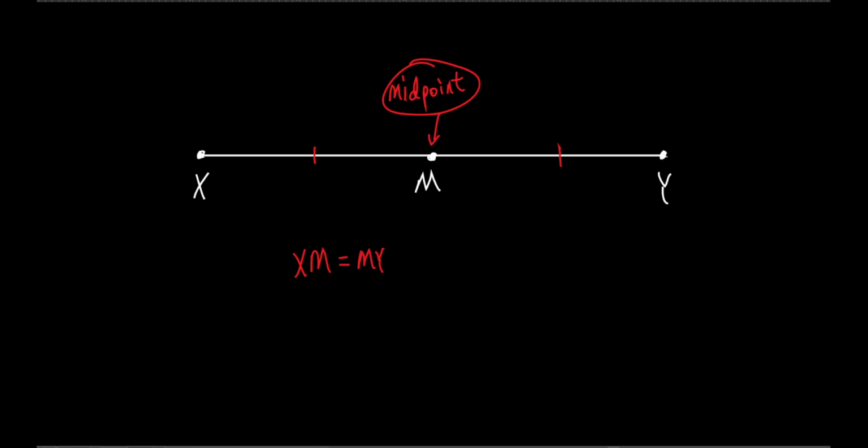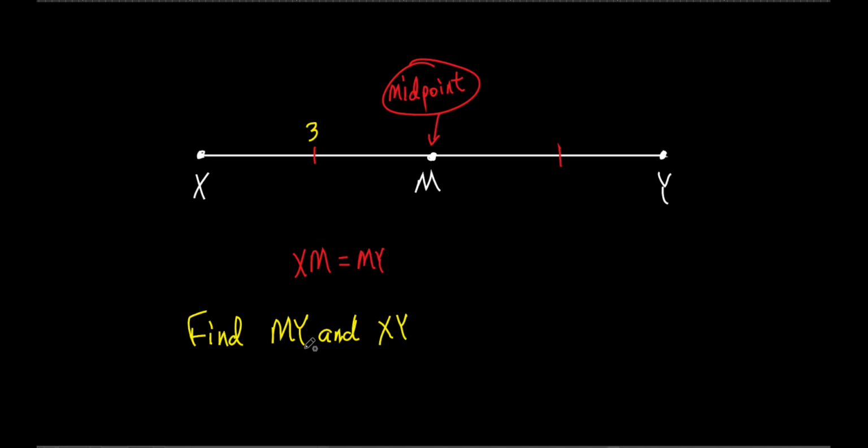Let's do this. I did this in the other class. Let's do it now. I think it's good. What if I put like a 3 right there? And I asked you to find MY and XY. What does that mean? Find MY. Find the what of MY? The length of, okay, or the measure of MY.